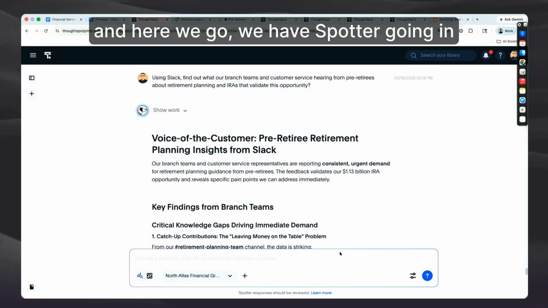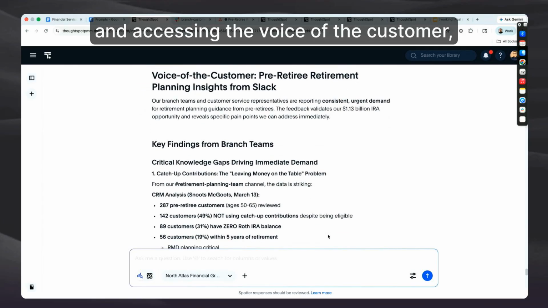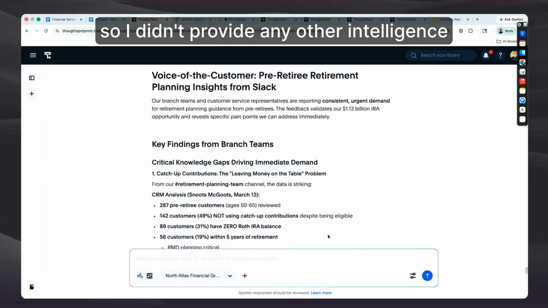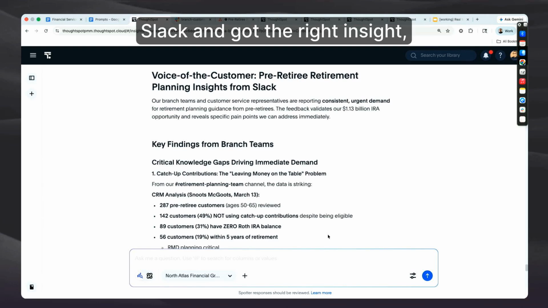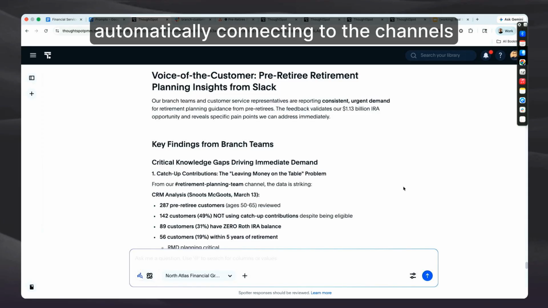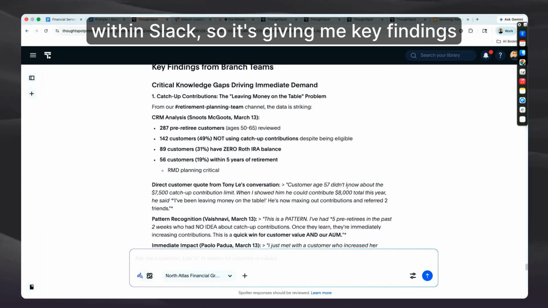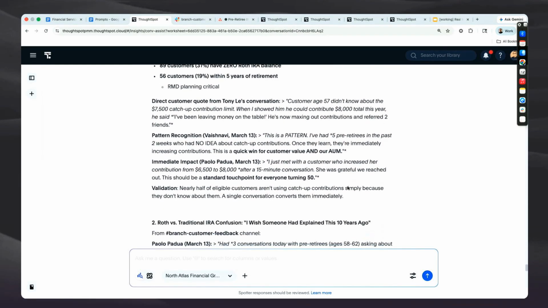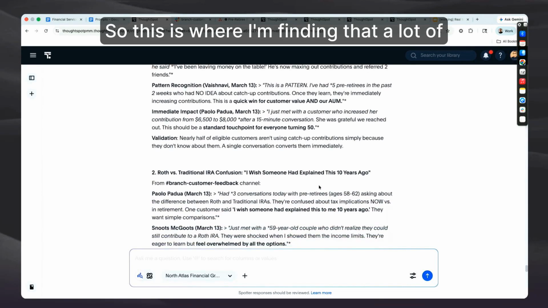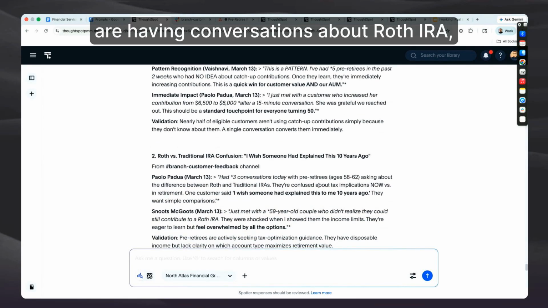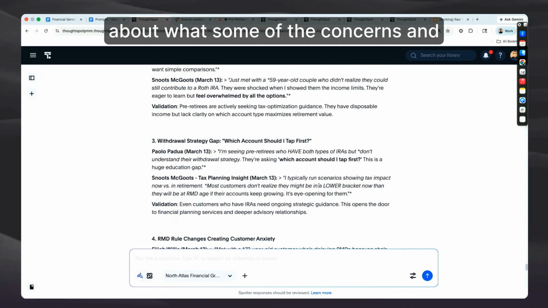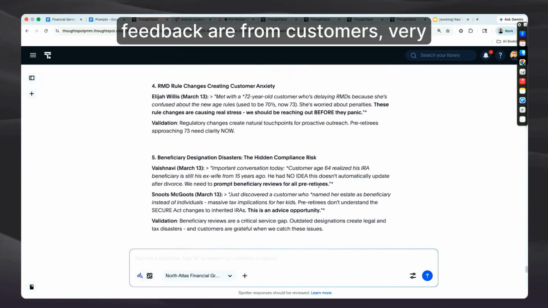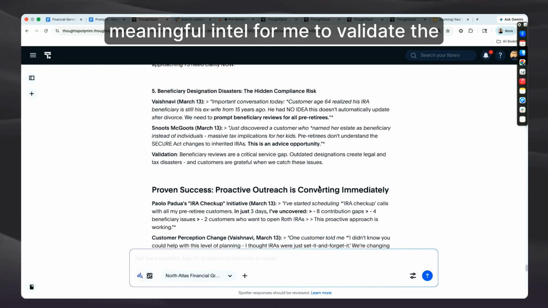And here we go. We have Spotter going in and accessing the voice of the customer, right? I didn't provide any other intelligence or any other context. It went into Slack and got the right insight, automatically connecting to the channels within Slack. So it's giving me key findings here. This is where I'm finding that a lot of the customer teams and planning teams are having conversations about Roth IRA, about what some of the concerns and feedback are from customers. Very meaningful intel for me to validate the strategy.